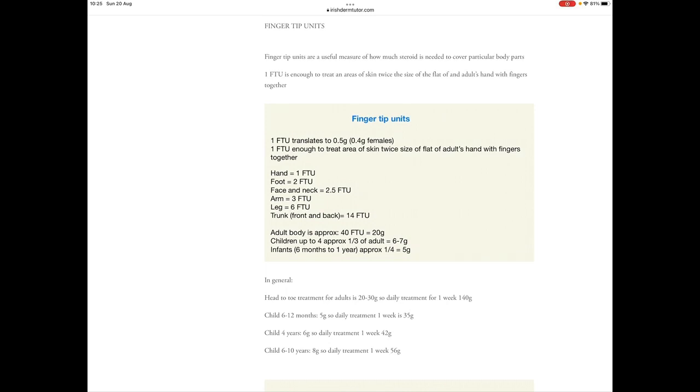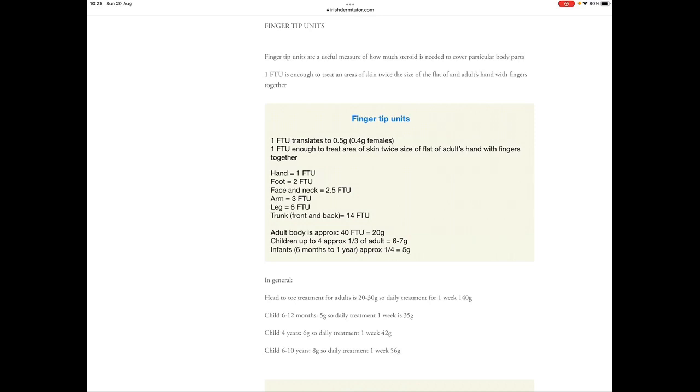So it is important to be wary that they aren't using too much topical steroid, or that they are using enough. And fingertip units are a useful measure of how much steroid is needed to cover particular body parts. So one fingertip unit is enough to treat an area of skin twice the size of the flat of the hand with fingers together. So I'll say that again. One fingertip unit is enough to treat an area of skin which is twice the size of the flat of an adult's hand with their fingers together.